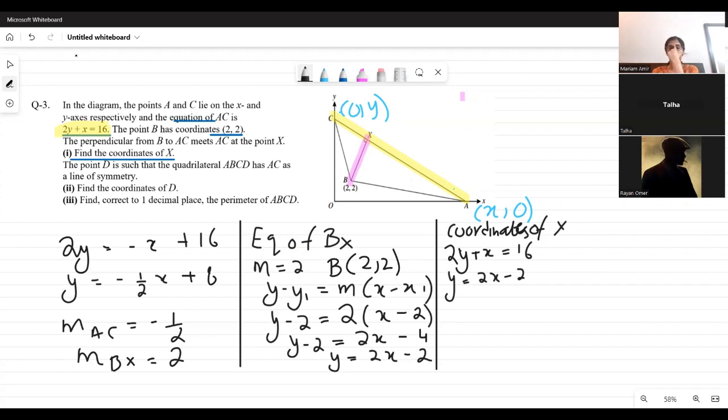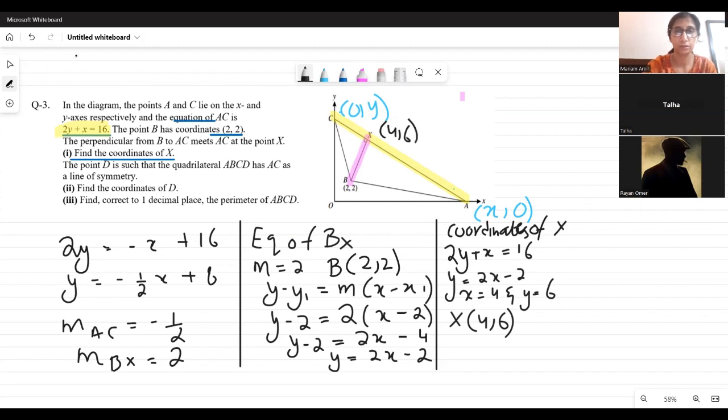This x is equal to 4. X equals 4 is correct, and y equals 6. y equals 6 is also correct. So you have the coordinates of x, which are 4, 6. All right.